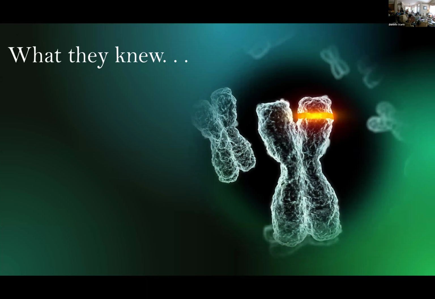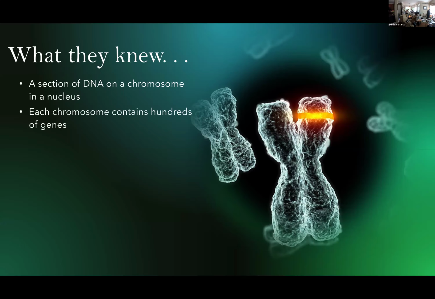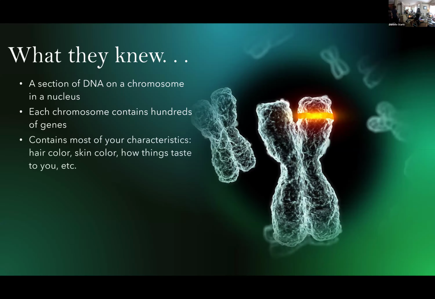So here's what they knew from the beginning. They knew that a gene, or something like a gene, whatever it is, was on a section of DNA in a chromosome in a nucleus. And they knew that chromosomes contained hundreds of these genes. And they knew that genes contained most of your characteristics, like your hair color, your skin color, how things taste to you.